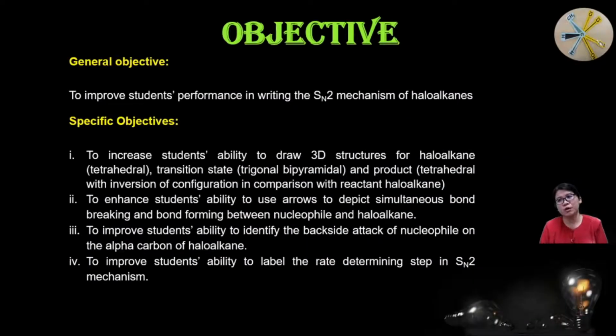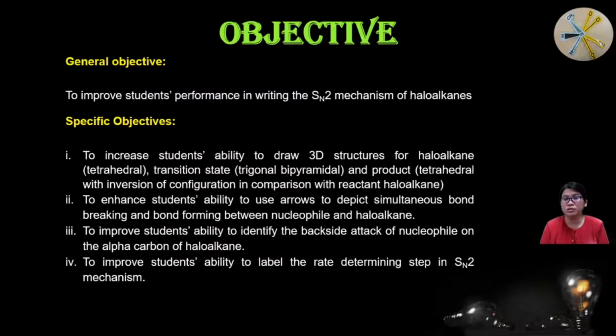Hence, the objective of our study is mainly to improve student performance in writing SN2 mechanism. This includes: 1. To increase the ability to draw the 3D structure of haloalkane, transition state, and inversion of configuration of product. 2. To use the arrow to draw the bond breaking and bond forming. 3. To determine the rate determining step.